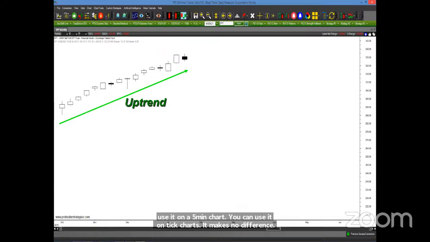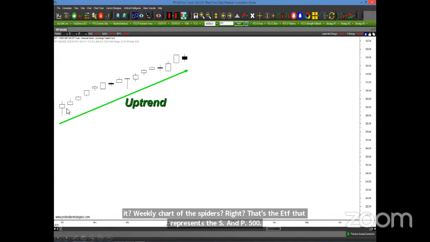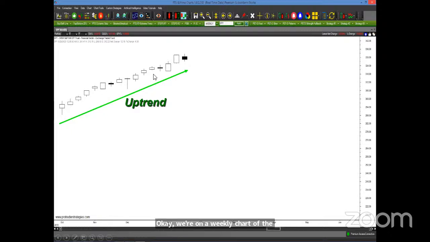All right, now I want you to look at this chart here. It's a weekly chart of the Spiders, the ETF that represents the S&P 500. As we can see, the market has been going straight up.